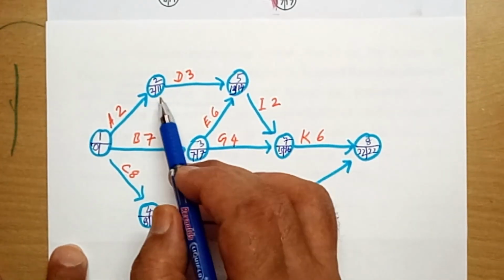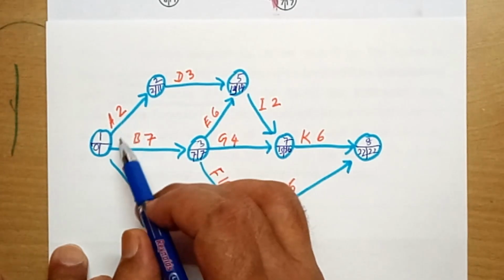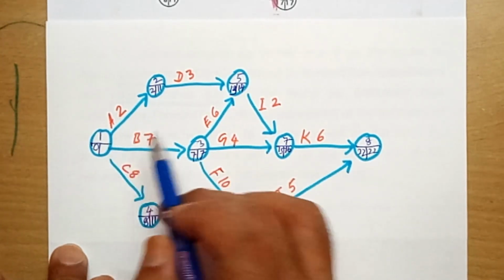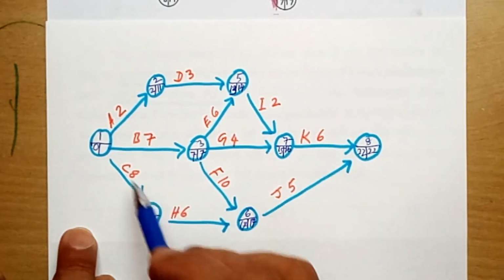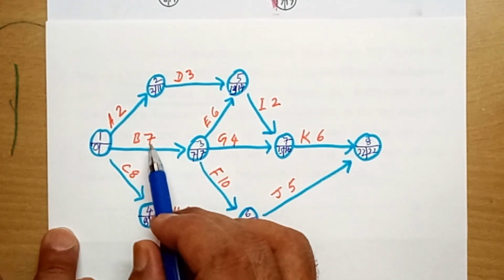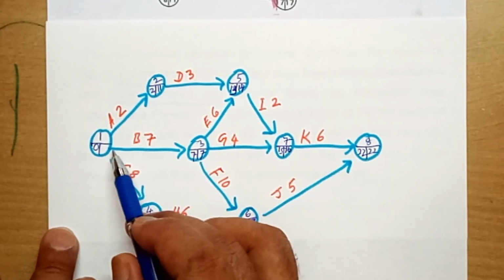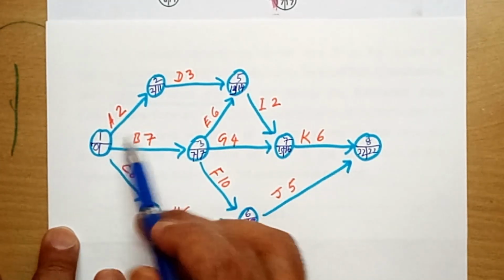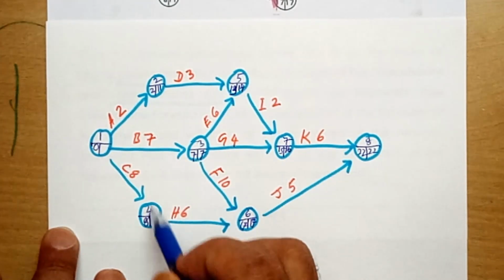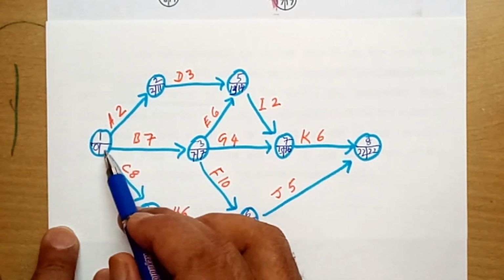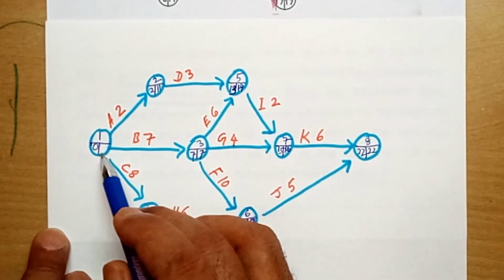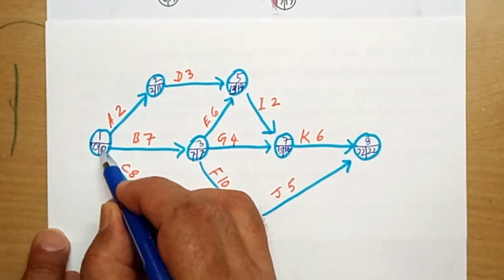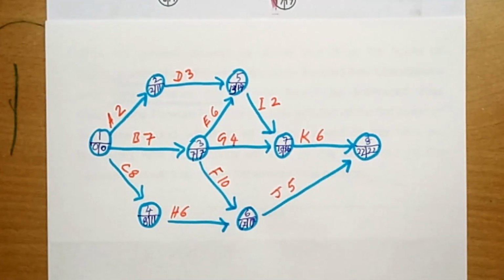See how it is. 11 minus 2, you have latest finish 9. 11 minus 8, 3, you have latest finish 3. And 7 minus 7, you have latest finish 0. So which is the lowest one? It is 0. The starting node is actually 0, so the lowest one is 0.